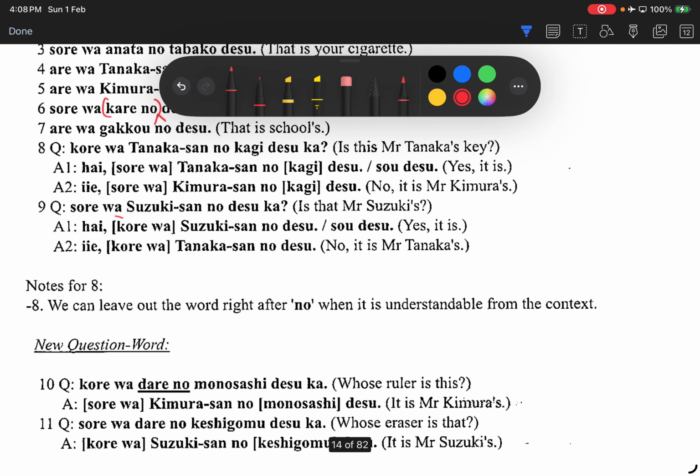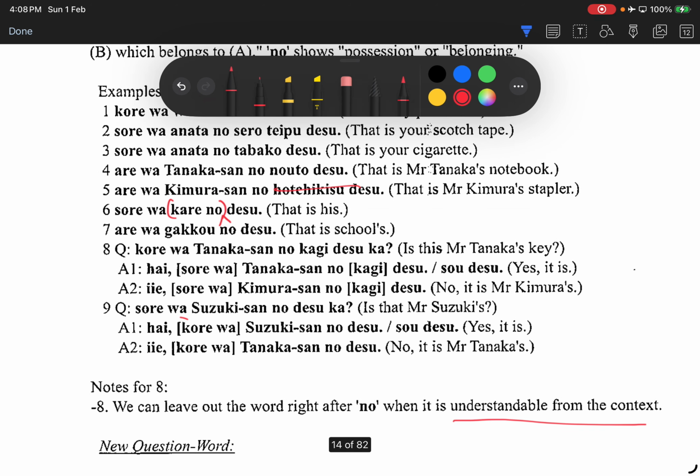So you can see the notes for number 8 below lah. We can leave out the word right after no when it is understandable from the context. Like if we know what item we're talking about, then we don't need to say what item. But it'll be weird if we don't say the person's name lah. No ホチキス. Right. We need to have the person at least. So number 7, あれは学校のです. Right? 学校のです. 学校の. Right? So it belongs to the school.